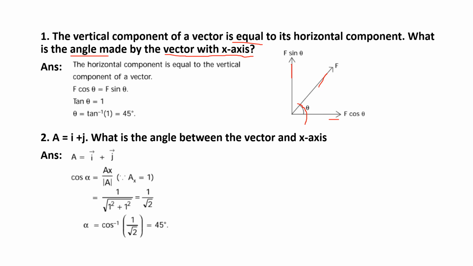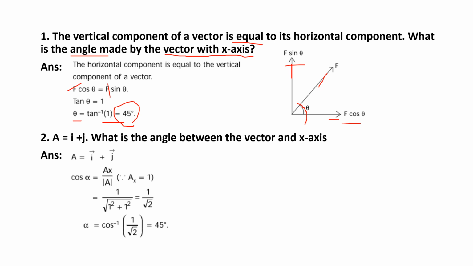Here the vertical component is F sin theta and the horizontal component is F cos theta. Just equate these two values: F cos theta is equal to F sin theta. So finally F gets cancelled and tan theta is equal to 1. We obviously know tan 45 is equal to 1. So theta is equal to tan inverse of 1, which is 45 degrees. Finally, the angle made by the vector with the x-axis is 45 degrees. Simple.